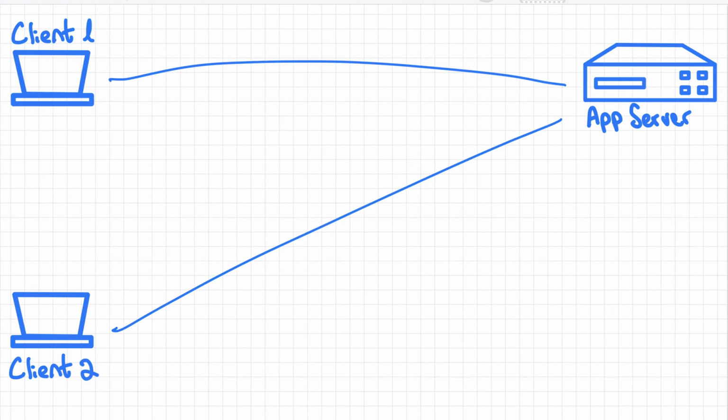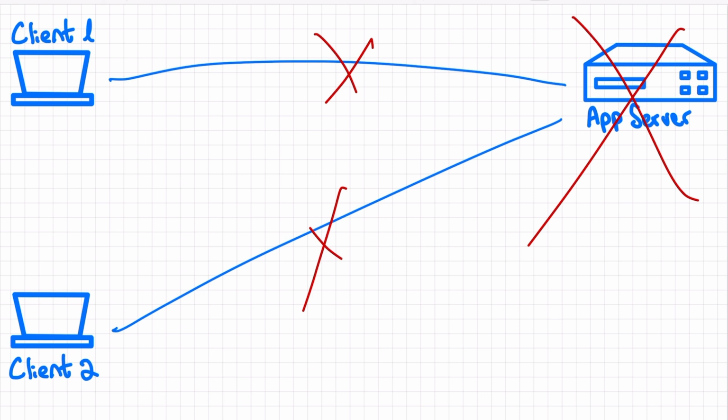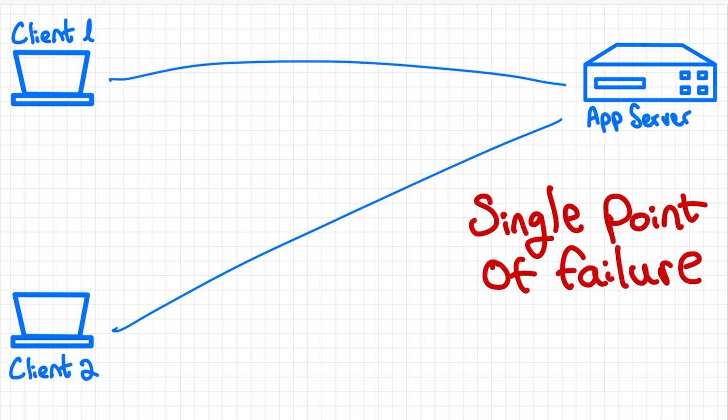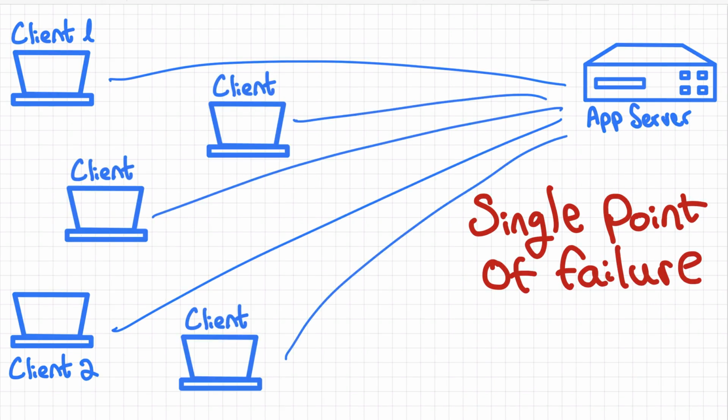Well, obviously, if this app server goes down, the system will not be able to function, and we will experience downtime until it recovers. This makes this application server a single point of failure. Also, as scale increases, this app server will most likely become a bottleneck, because even powerful machines have a limit to how many requests they can serve per second.